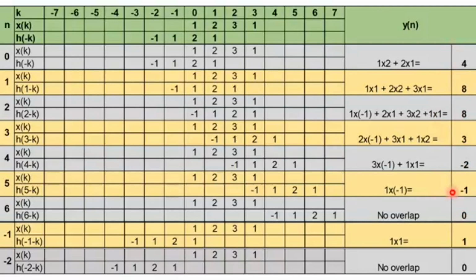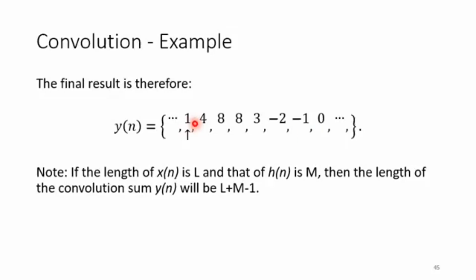So if you arrange these things properly, then this is the final result. We get 1, 4, 8, 8, 3, minus 2, minus 1, and 0. And the point to remember is that if the length of signal xn is L and the length of signal hn is m, then the length of the convolution sum will be L plus m minus 1. So there were 4 samples for the signal x and impulse response. So 4 plus 4 is 8, minus 1 is 7. So there must be 7 values. So 1, 2, 3, 4, 5, 6, 7. So 7 values are here.